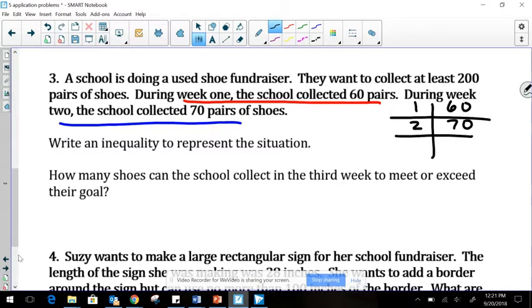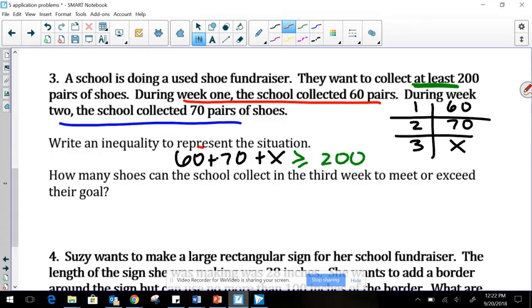So if I read down below, how many shoes can the schools collect in the 3rd week? That's what we're trying to find. We're trying to find like what that X value is. Okay, so this is different setup than number 1. I need to add up all 3 numbers in this table, and they're going to have to be greater than or equal to 200. So 60 plus 70 plus X. I have here at least, so that's my greater than or equal to 200.